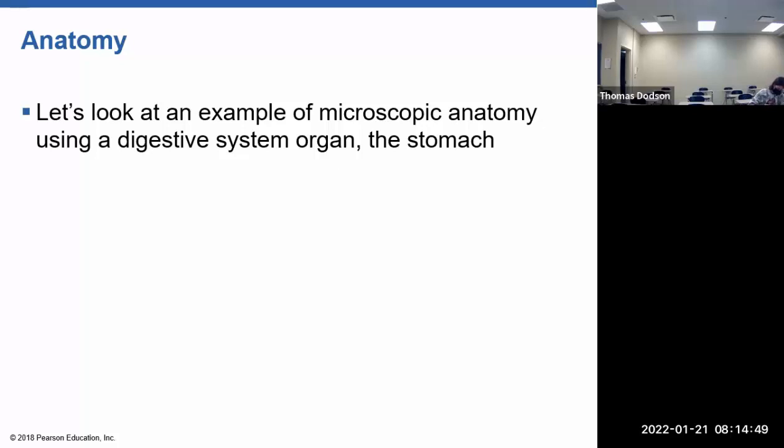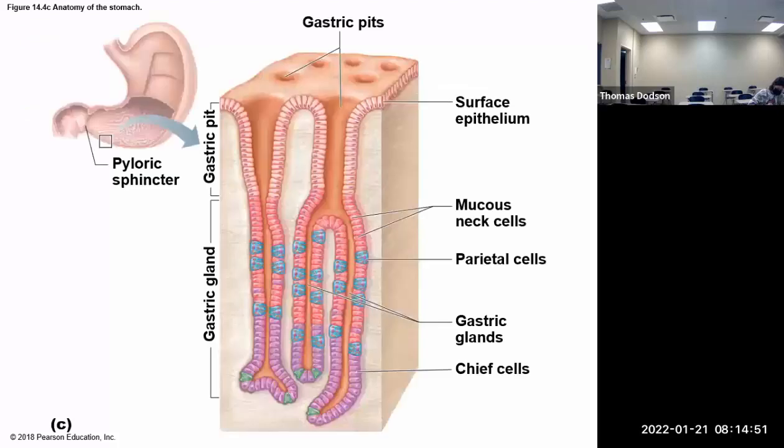So let's look at some microscopic anatomy using the digestive system. If we're in the stomach, you can actually see the gross anatomy of the stomach, but when you look more closely, there are cells that you can see that make up the tissue, the lining of the stomach. So you can see gastric pits that you wouldn't have seen with the naked eye. These are specific cells. You can see that there's actually the nucleus inside the cells. And these are part of glands that are inside the stomach lining.